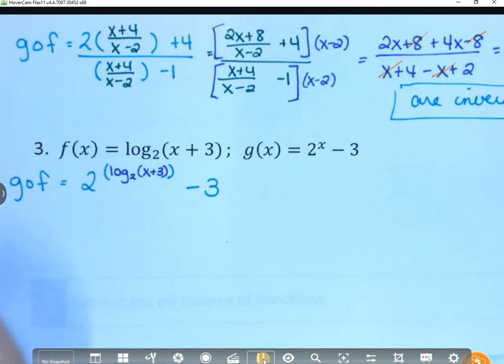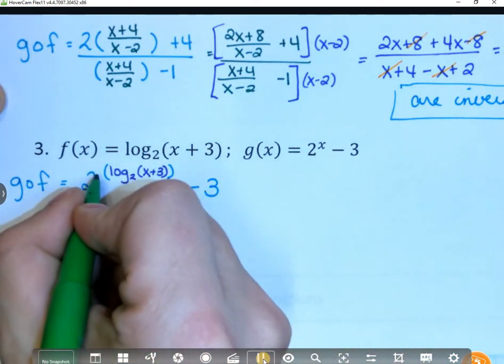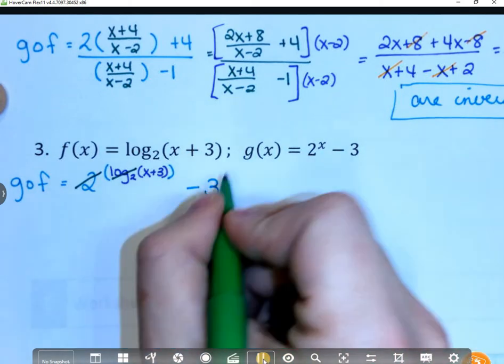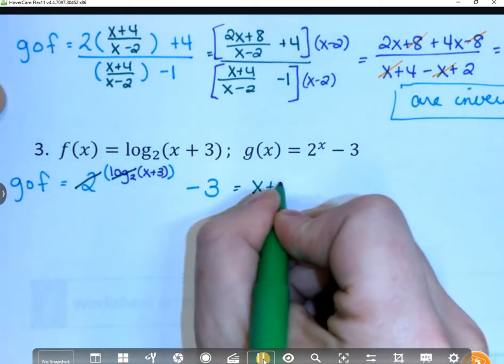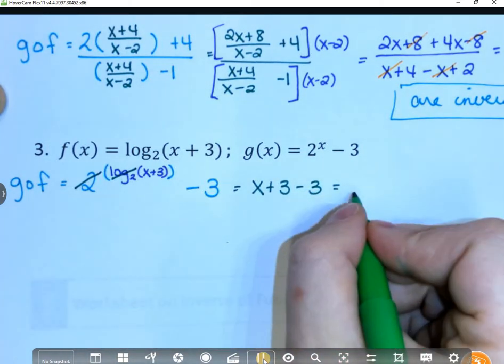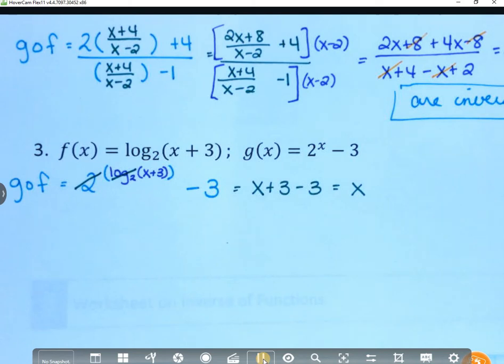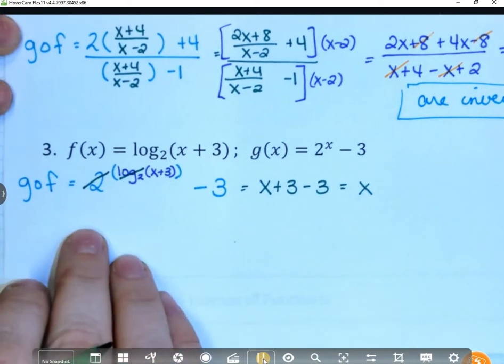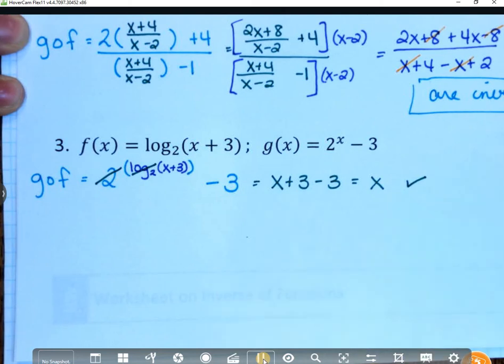This guy is where I'm talking about that you cannot just cancel things willy-nilly. You need to show me what you're doing. So what can you do? Right, 2 and the log base 2, so that leaves me with x plus 3 minus 3. So what is that? X. It looked scary to start with, but that was a heck of a lot nicer than the fractions. So that's what I wanted to see.